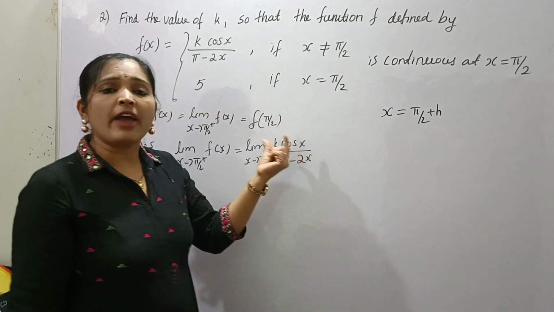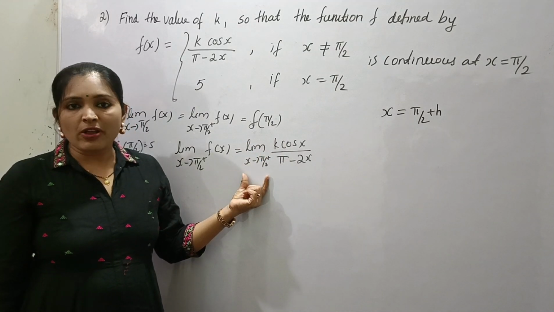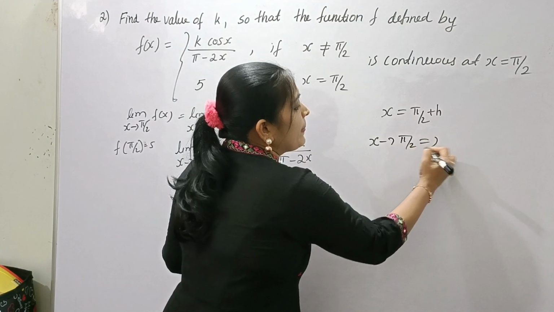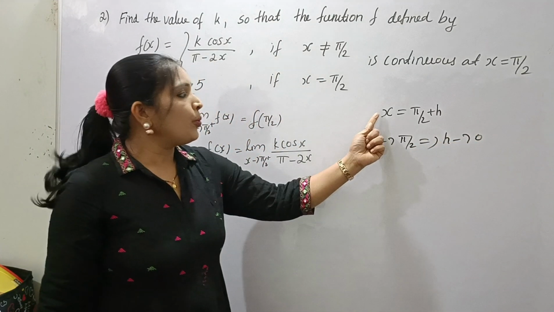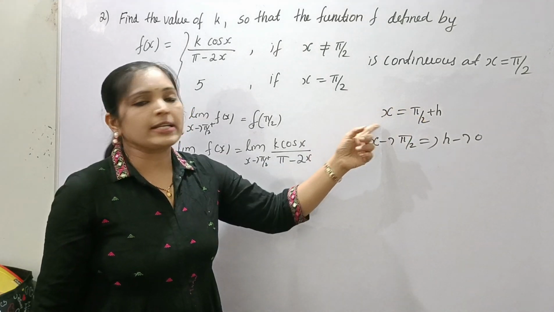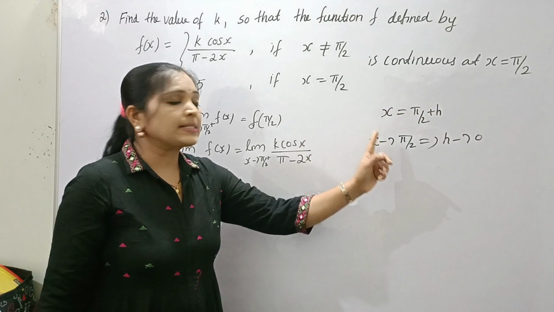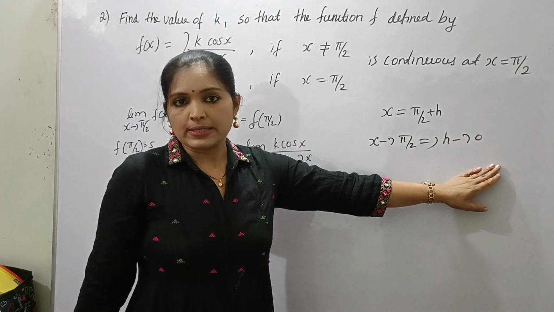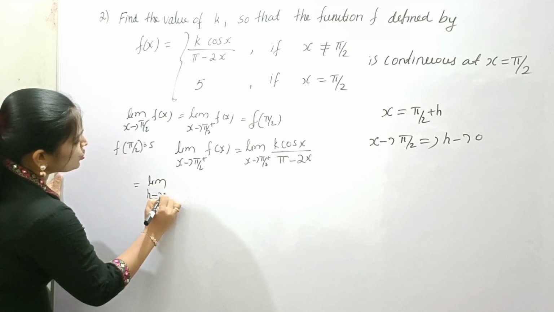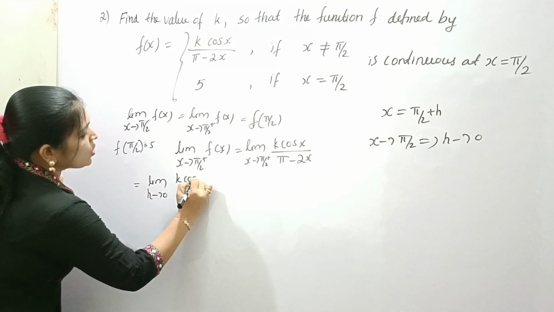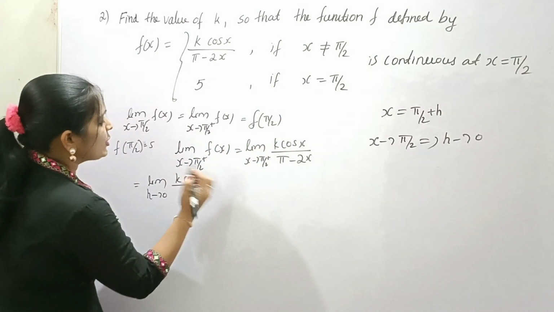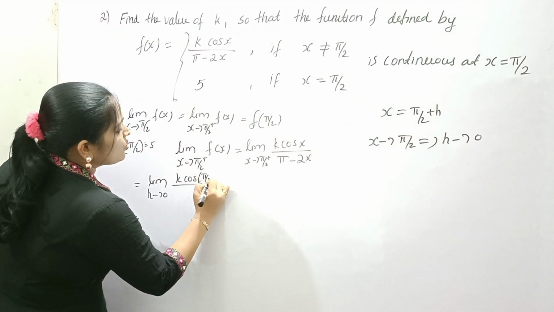And when we change the value of x, these limits will be changed. Okay. So here when x tends to pi by 2, that implies h tends to 0. How? Put x is equal to pi by 2. So pi by 2, take this pi by 2 here, you will get h is equal to 0. Okay. That means when x tends to pi by 2, h tends to 0. Okay. So this limit will become limit h tends to 0 of k cos x divided by, not x, we have to put x is equal to pi by 2 plus h. Pi by 2 plus h.